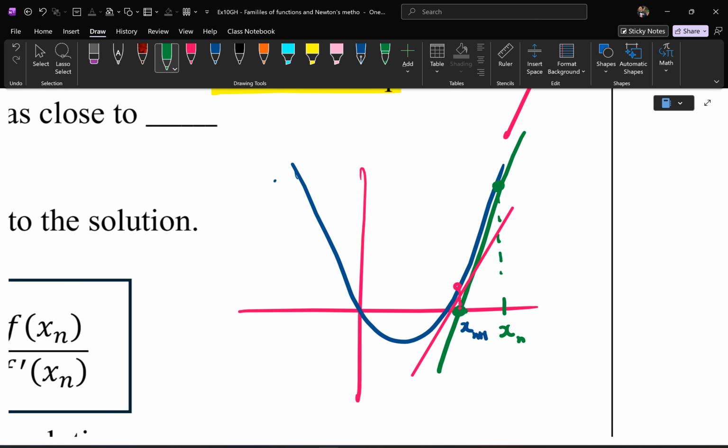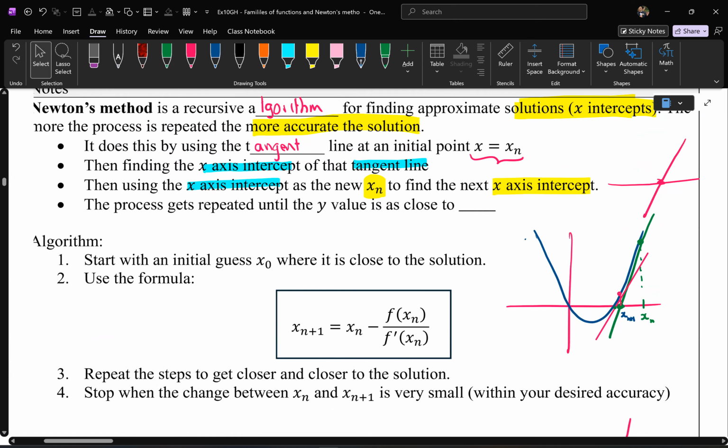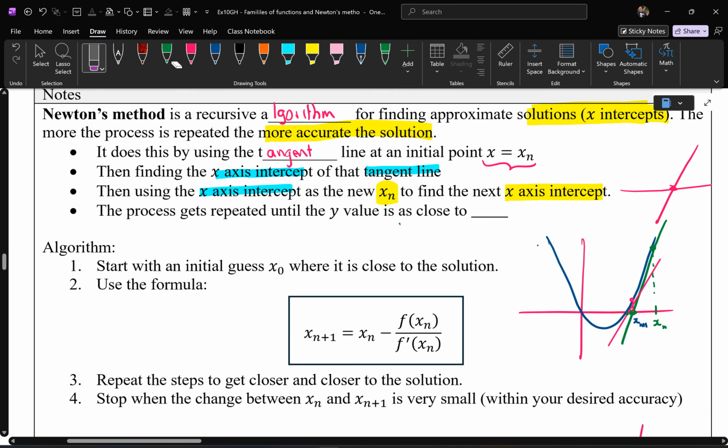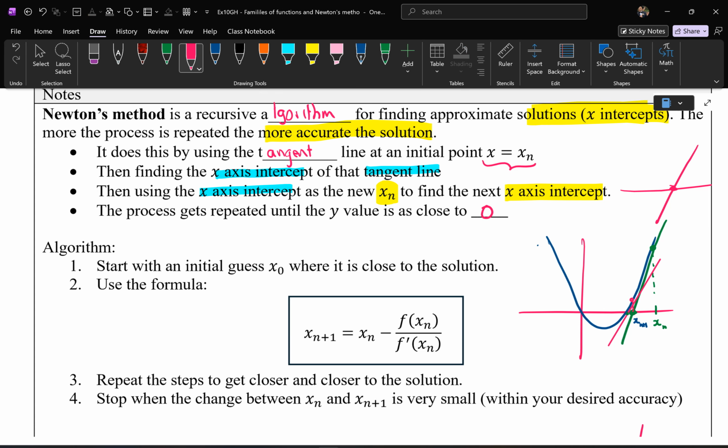And the formula looks nasty. It looks nasty, but if you read it, the process gets repeated until the y value is as close to 0 as possible. Why 0? Because it's the x-axis intercept. So each x value has a y value. The closer the y value is to 0, the closer it is to the x-axis intercept.